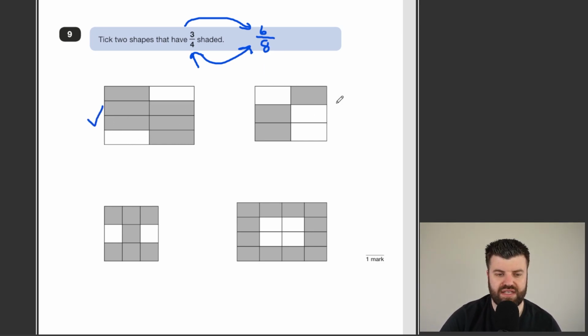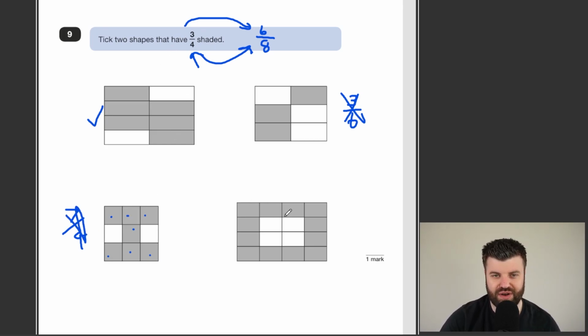Awesome. What's this one? Well, this looks like it's 3 shaded out of 6. That is certainly not 3 out of 4. So it cannot be 3/4. It's 3 out of 6, not 3 out of 4. Down here, let's have a look. 1, 2, 3, 4, 5, 6, 7 out of 9. We cannot get 7 out of 9 from using 3/4. So it's definitely not that one either.